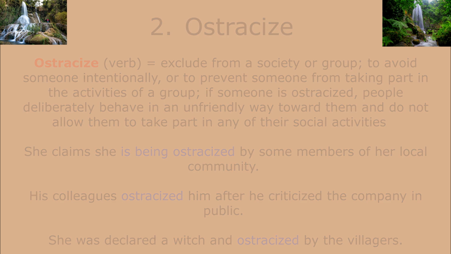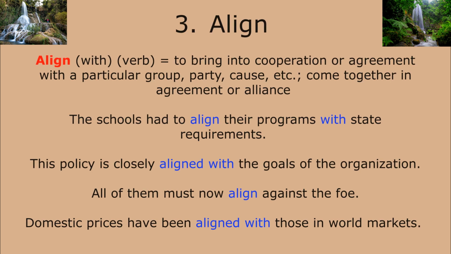The word number 3 is the word to align with. To align with means to bring into cooperation or agreement with a particular group, party, cause, etc. It means to come together in agreement or alliance.